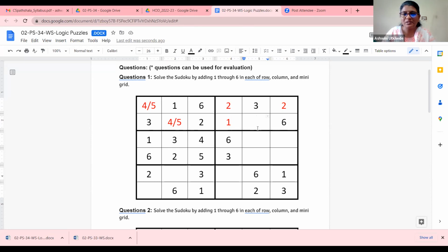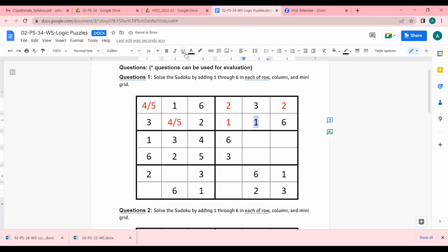What about this position? Ashwini, I think we have not checked whether we can have 1 here in this cell or not. Where? In the same cell where your cursor is. Did we check whether we can place 1 here or not? So that was left out. So can we place 1 here in this column? Yes, ma'am, 1 can be here.